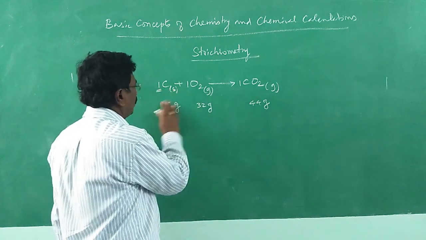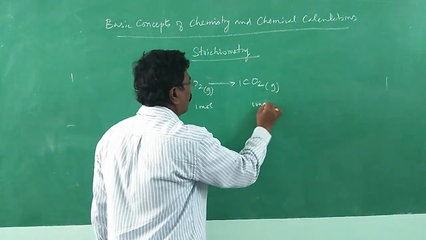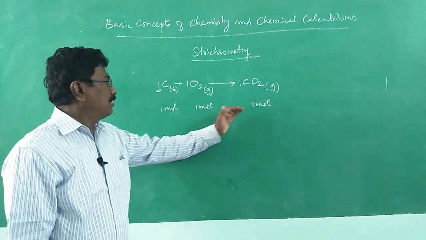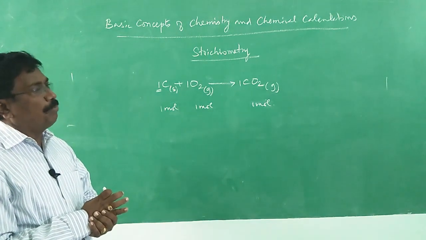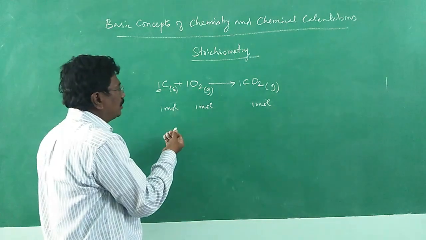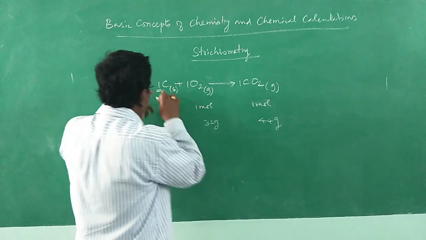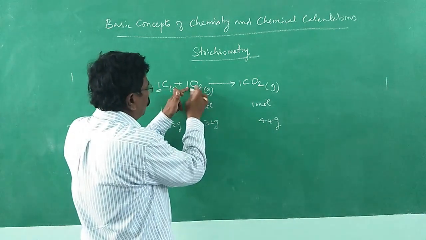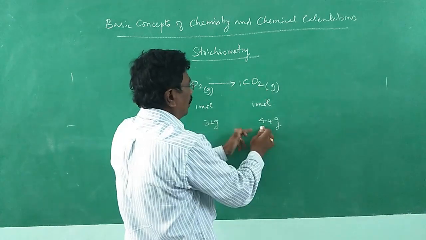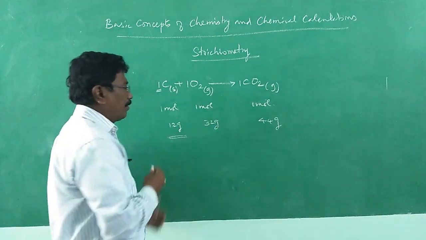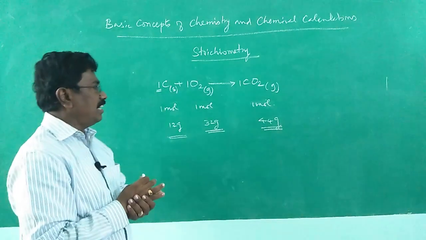So earlier I said 1 mole of carbon combines with 1 mole of oxygen to give 1 mole of carbon dioxide. Here I have related in terms of mole relationship. Now it may be in terms of mass, as I said, 12 gram, 32 gram, 44 gram. Why so? Atomic mass of carbon is 12, molar mass of oxygen is 2 into 16, 32, molar mass of carbon dioxide is 1 into 12 plus 2 into 16, totally 44. So 12 gram of carbon combines with 32 gram of oxygen to give 44 grams of carbon dioxide.